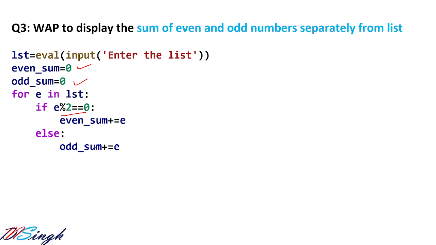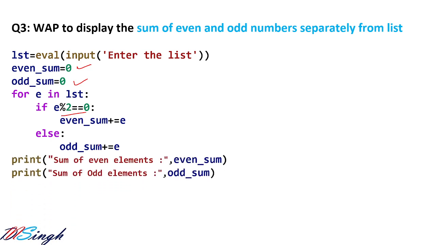Fine. Once our loop is over, we will have the sum of even numbers in the variable called even sum and the sum of odd numbers in the variable called odd sum, and then we are going to display both. So that's it for this particular question. I hope you got it. Go to question number 4, which says: swap the adjacent elements of the list.